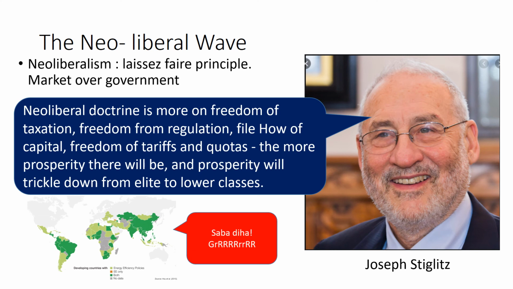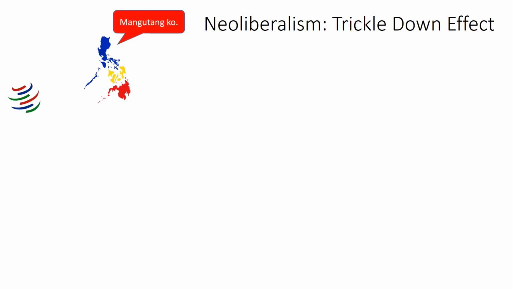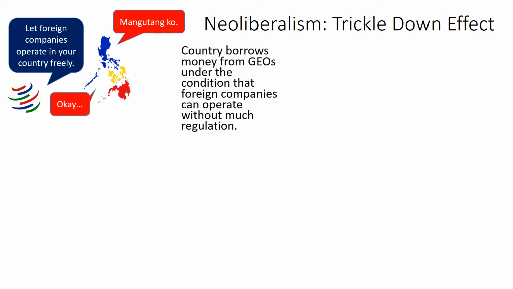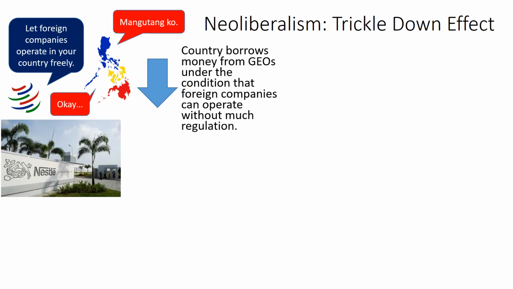But let's explain first the trickle-down principle. Now let's explain the trickle-down effect, and this is one of the main doctrines of neoliberalism. Let's say the Philippines asks for a loan from the World Trade Organization, from the World Bank or the IMF. Okay, let foreign companies operate in your country freely. So the country borrows money on the condition that companies can operate without much regulation. So what trickles down, let's say Nestle.